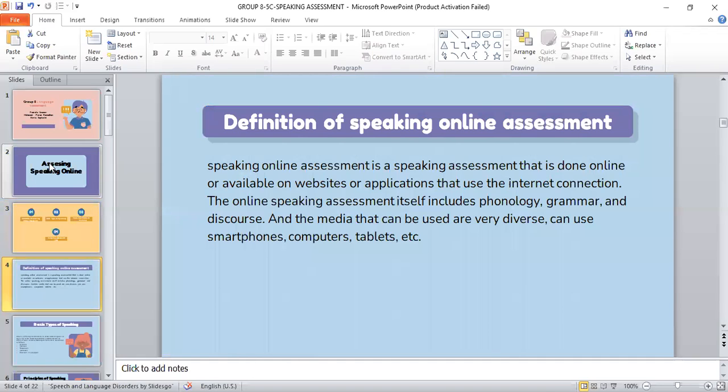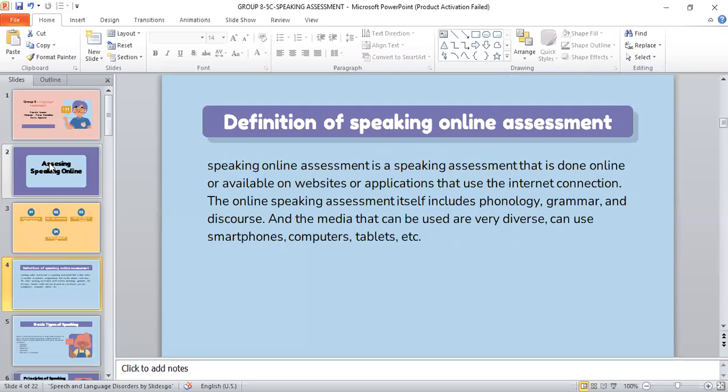The first one is the definition of speaking online assessment. Assessment itself is the process of gathering and discussing information from multiple and diverse sources in order to develop a deep understanding of what students know, understand, and can do with their knowledge as a result of their educational experience. The process culminates when assessment results are used to improve subsequent learning.